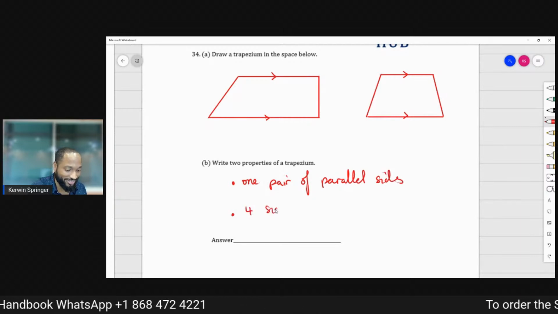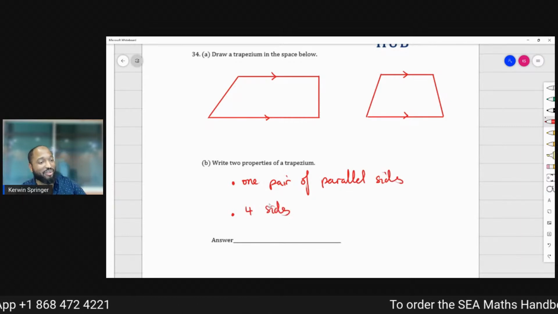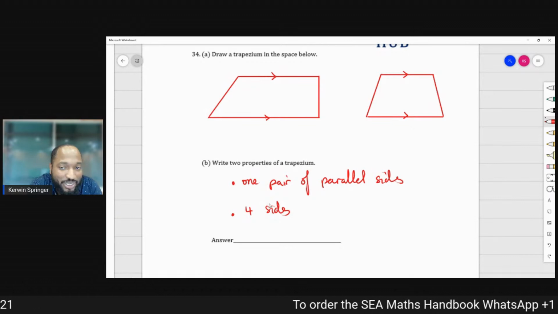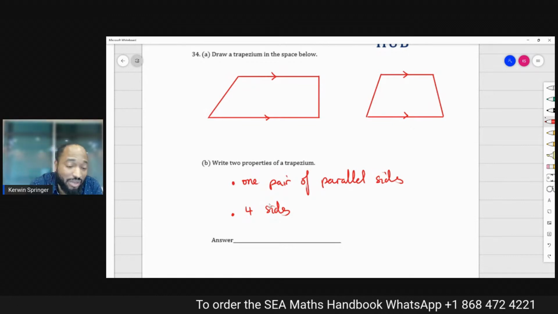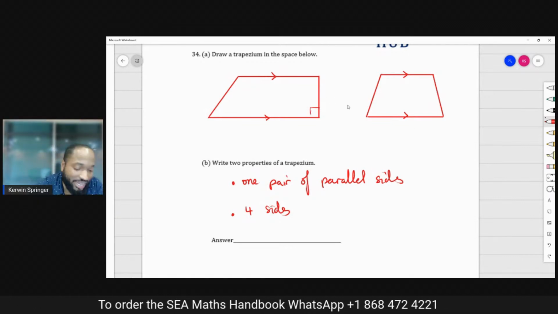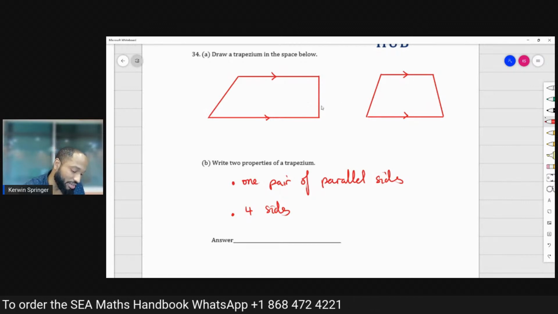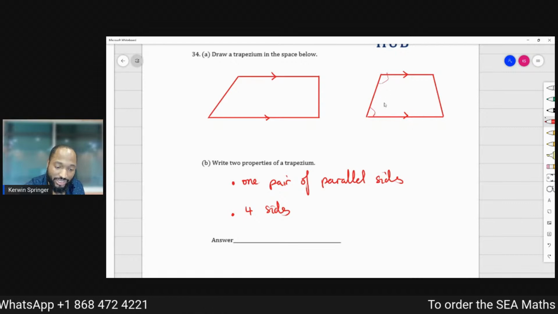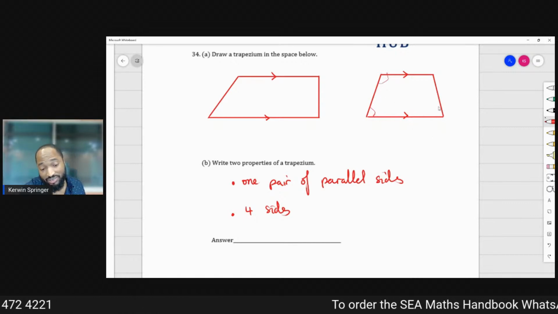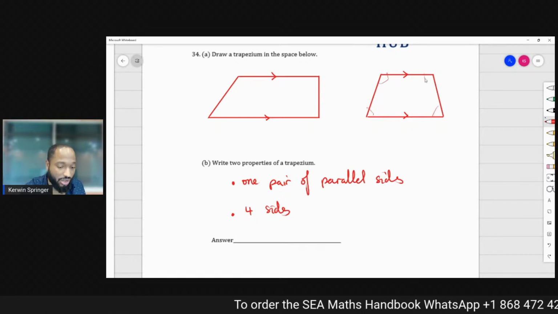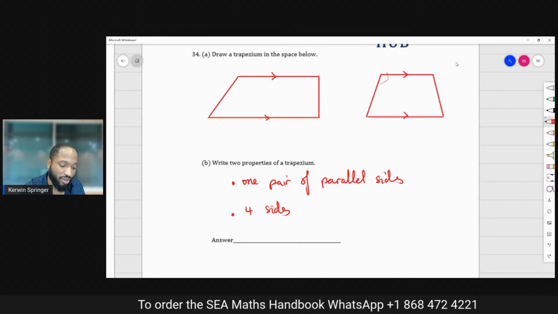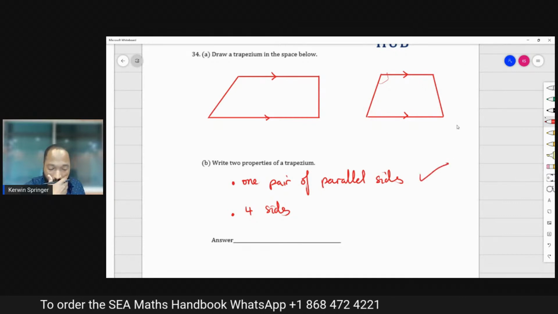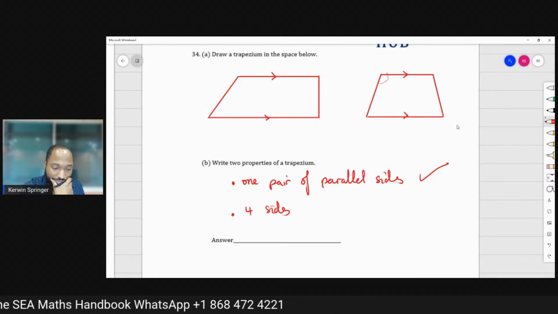Four sides. What other properties can you think about a trapezium? A trapezium doesn't necessarily have one right angle. This trapezium has one right angle, but this one doesn't need to have one right angle. This angle here is obtuse. This angle here is acute. So one pair of parallel sides must be involved, and it is a 4-sided figure.